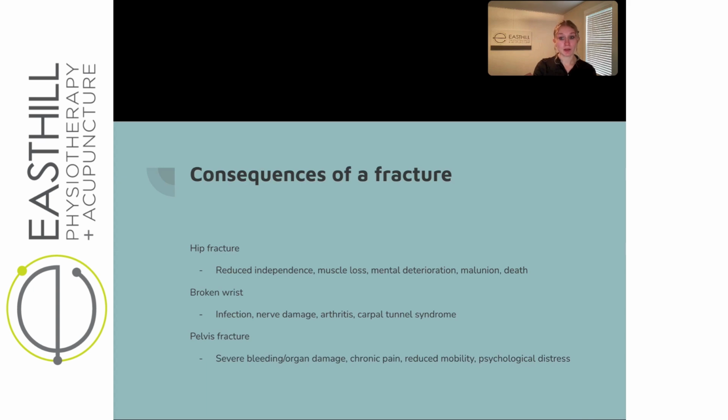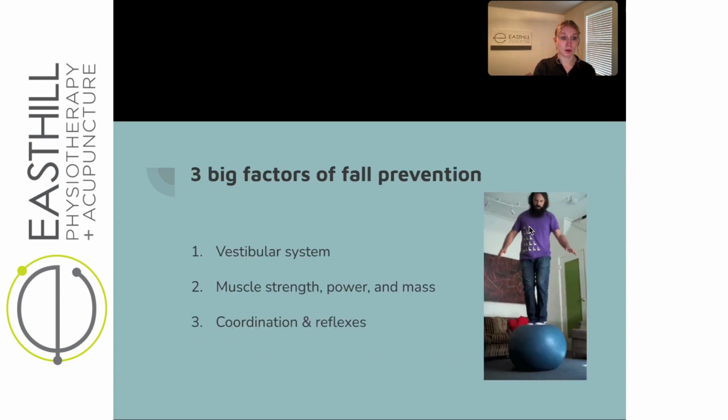So now that we've covered the facts and consequences of falls, let's focus on what we can do about this and take a look at fall prevention. So the three big factors of fall prevention are our vestibular system, muscle strength, power, and mass, and our coordination and reflexes.